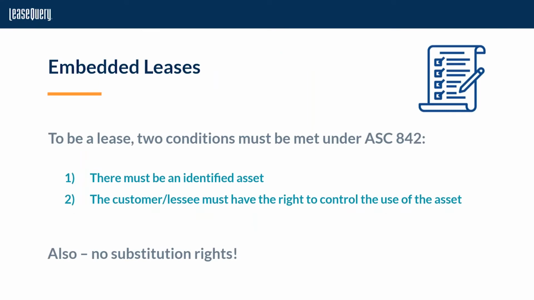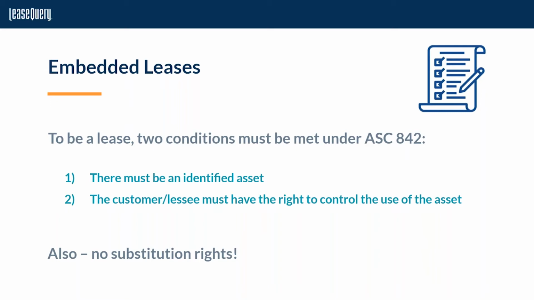I mentioned embedded leases a few slides ago. An embedded lease is a lease within a contract that does not call itself a lease. Embedded leases meet the same criteria as a lease under ASC 842. There must be an identified asset, and the customer lessee must have the right to control the use of that asset. Some examples are security or IT contracts where you pay for the services, but as part of that service, you also receive an asset such as security monitoring equipment or IT hardware.